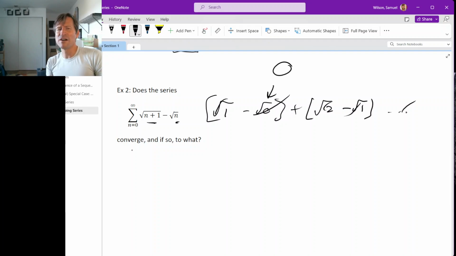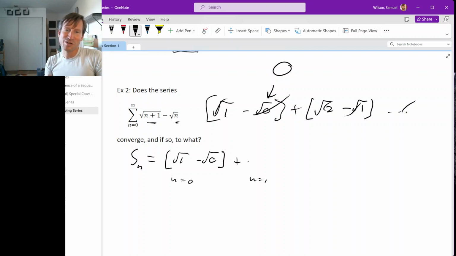But let's be a little more careful. Remember, to be careful about finding the value of a series, we need to write down what the partial sums are. So the n equals 0 term is the square root of 1 minus the square root of 0, plus the n equals 1 term, the square root of 2 minus the square root of 1, and then so on, down to the nth term, which is the square root of n plus 1 minus the square root of n.